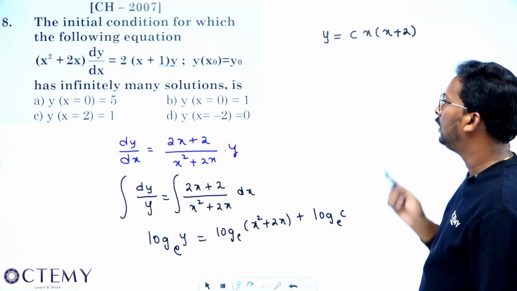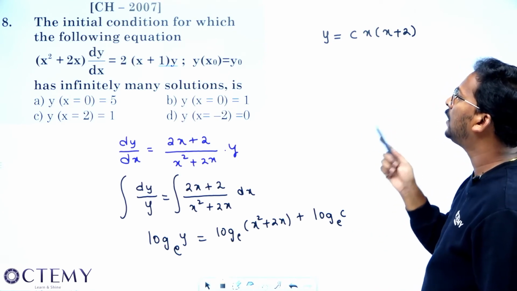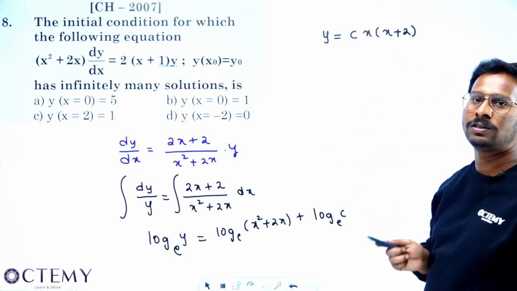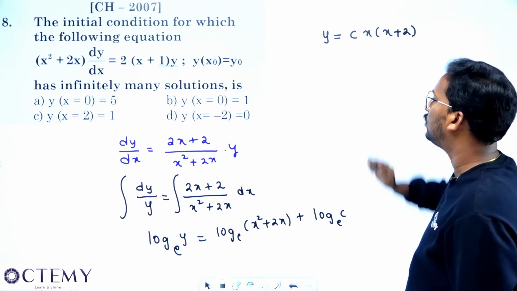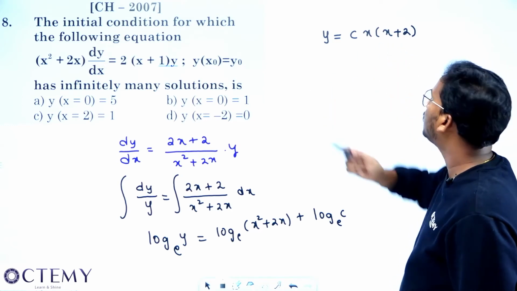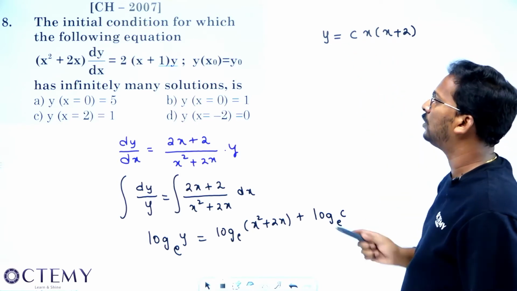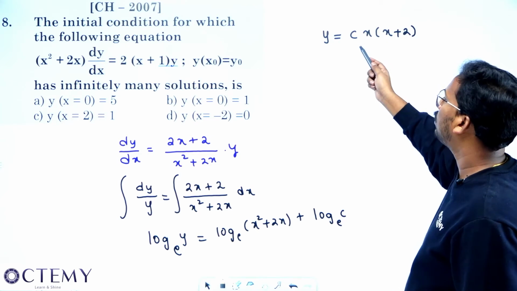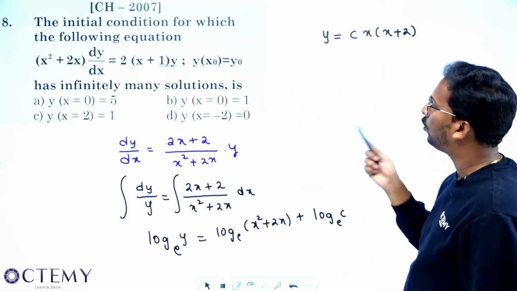Now read the question again. The initial condition for which the following equation has infinitely many solutions. That means which initial condition satisfies this particular solution. He is asking simply which initial condition satisfies this solution. Now let us look at the solution. If you put x equal to 0, will you get y as 5? No, it is not satisfying. If you put 0, 0, y will become 0, not 5. But when you put x equal to 0, this is also not satisfying. C is also not satisfying.